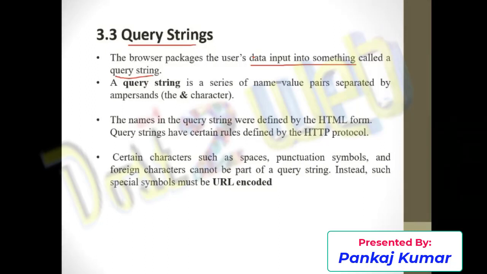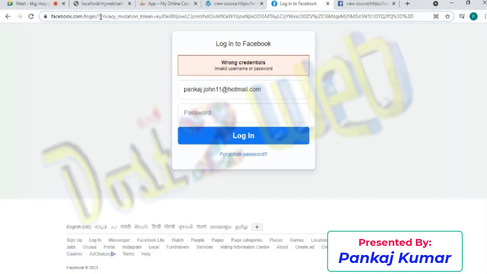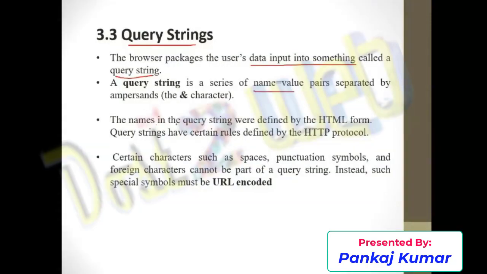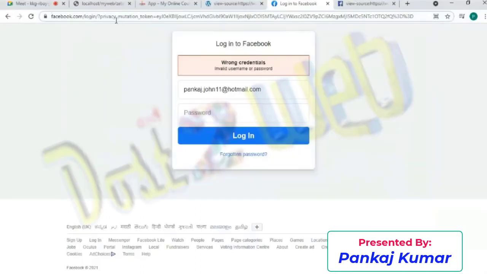And this query string is a series of name equals value pairs. You have seen that, right? You are giving some name, equal to some value. This is the path where it is, but what is that? Name and value. What name is there? Privacy mutation token, and it is in encrypted format, some value is there. The names in a query string are defined by HTML forms. So whatever name you are defining, that is by the HTML form. That is the form name you can define, like I am defining to understand this.